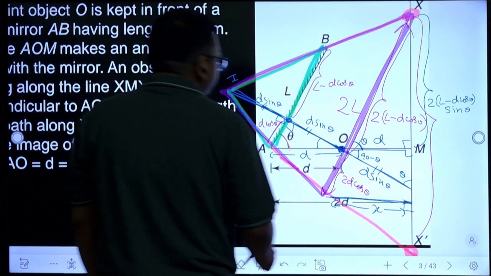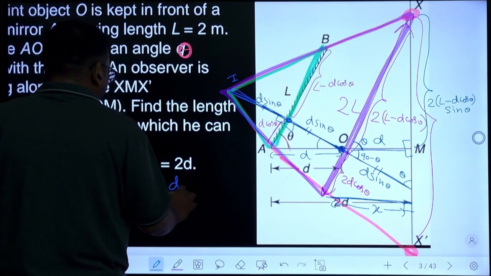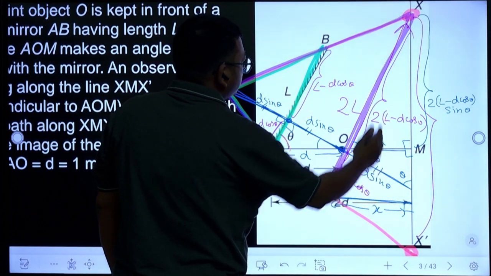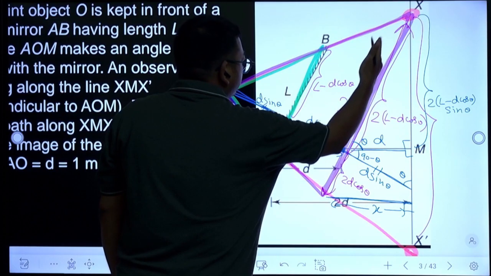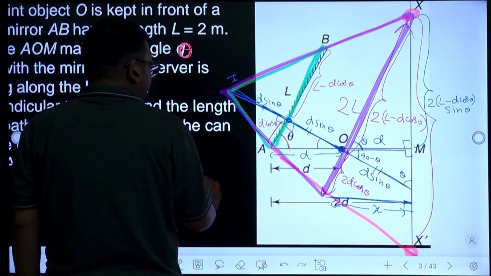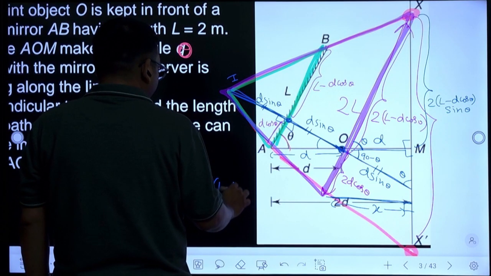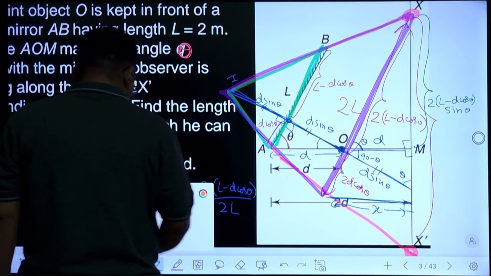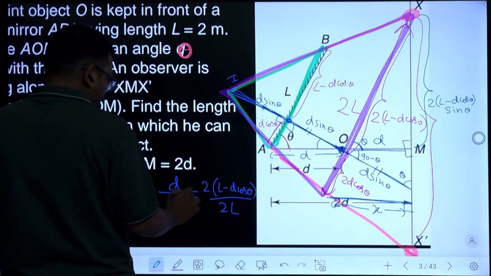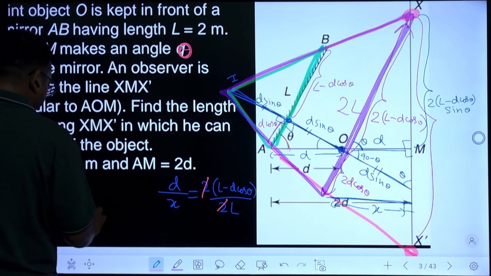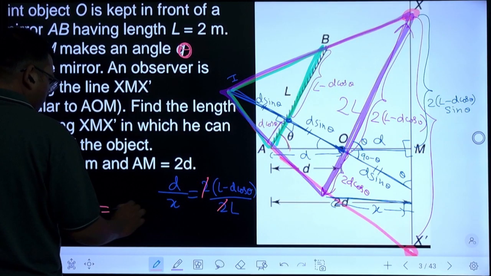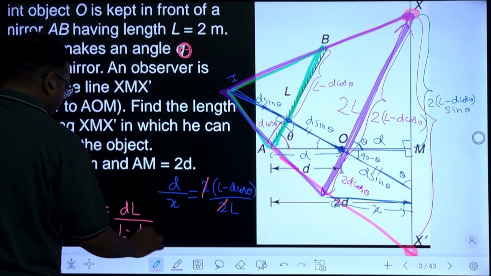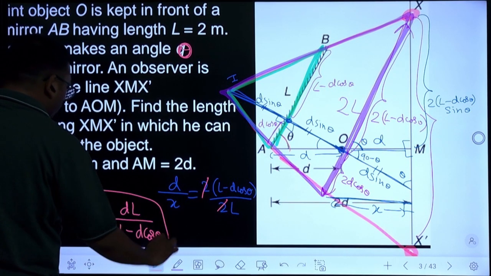X we can calculate. How? Because d divided by x in this triangle is equal to this divided by total length. So that length is 2L minus d cos theta divided by 2L. From here we will be able to calculate x, because 2 will get cancelled. X will come as d into L by L minus d cos theta. So x we have got it.